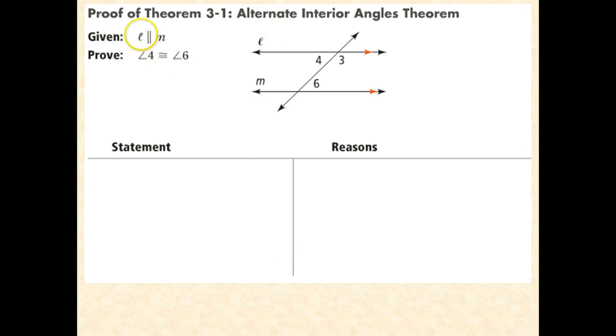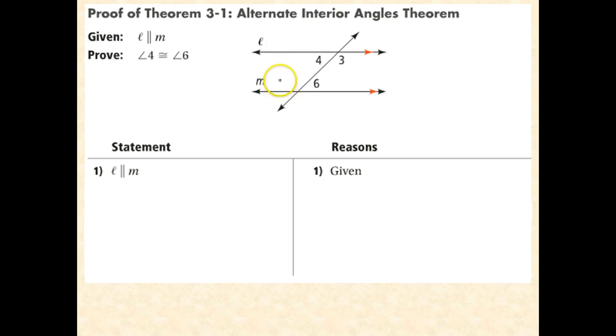Okay, let's prove this. We're proving theorem 3.1. We are given that line L is parallel to line M, and we would like to prove that angle 4 is congruent to angle 6. Well, where do we start? Where do we always start with a proof? We start with what we're given. So we are given that line L is parallel to line M.